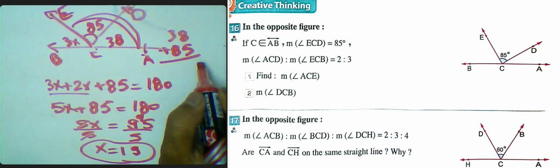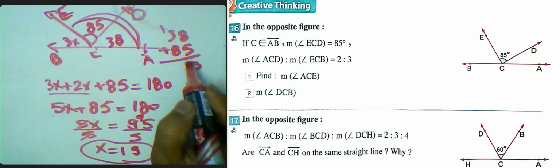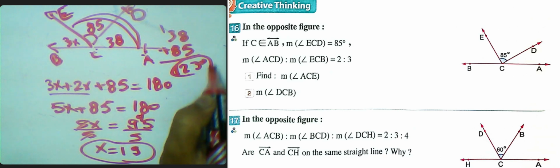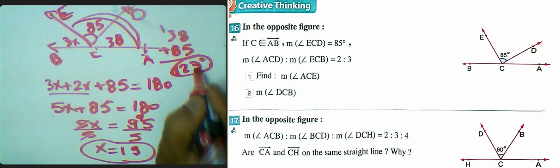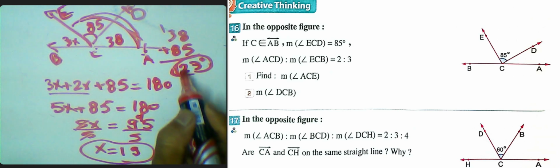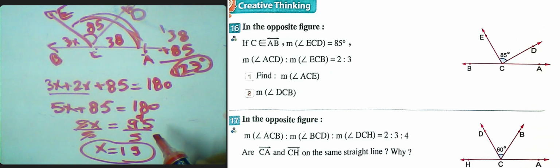8 plus 5, 13. 4 plus 8 equal 12. The result will be 123. Okay, this angle, the measure of it will be what? 123 degrees. And what about DCB?